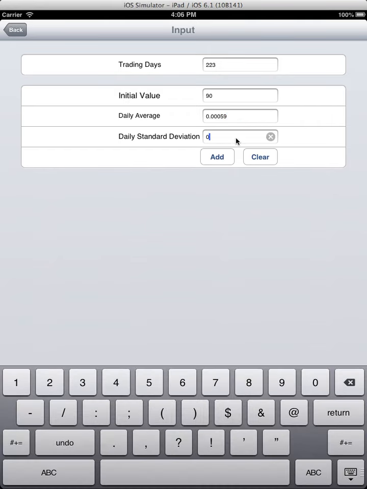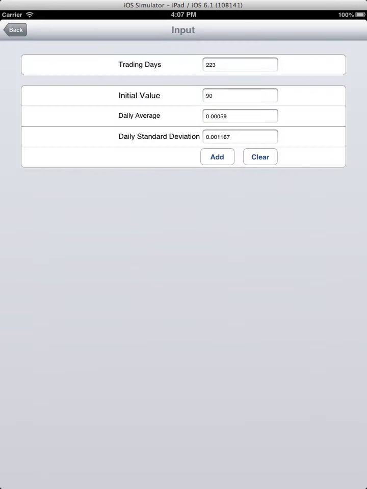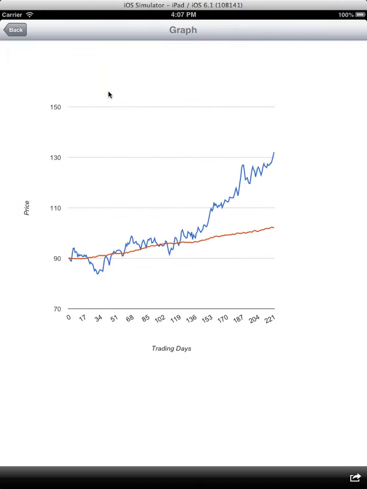So we'll add 0.001167. This is the second data point we added. So now let us see how the application simulates. So this is how it simulates.